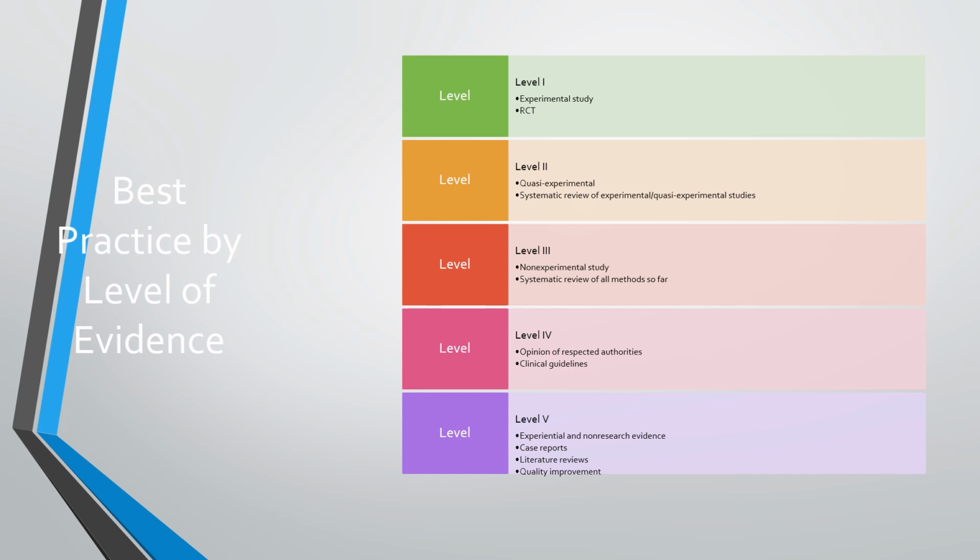Level 3 is promising. It's established through written program evaluation without any formal peer review. Level 4 is usually the opinion of respected authorities, clinical guidelines. It's emerging. Ongoing work, practice-based summaries, evaluation, work in progress. And then level 5 is based on experiential and non-research evidence. So this could be quality improvement, case reports, opinions of others.